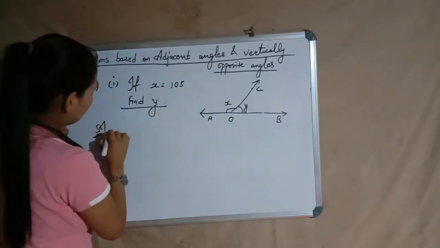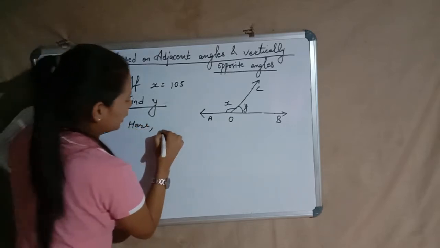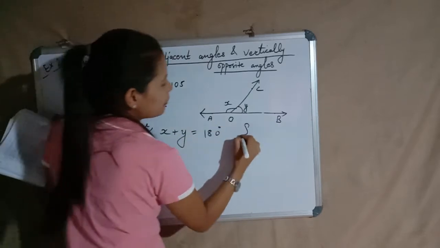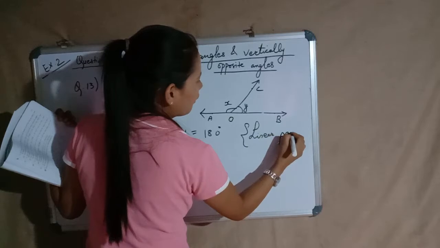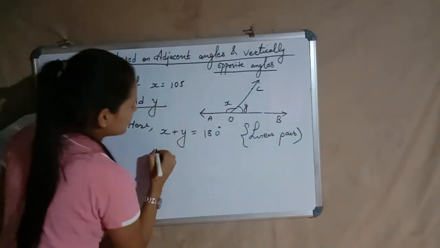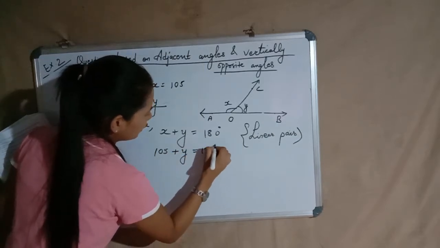So the solution here, in this figure: x plus y equals 180 degrees. Why? Because this forms a linear pair. So x is given, that is 105, plus y equals 180 degrees.